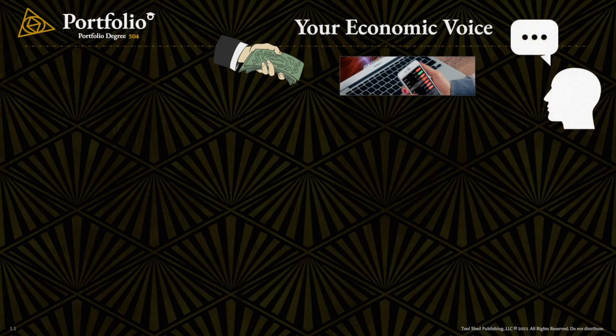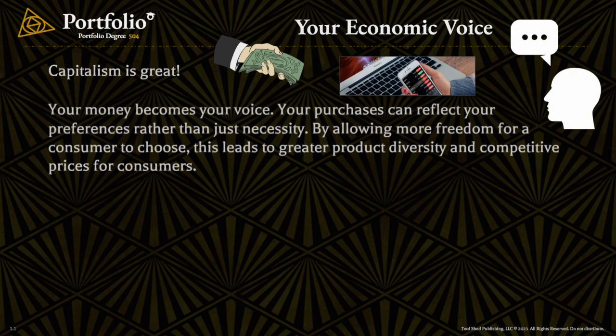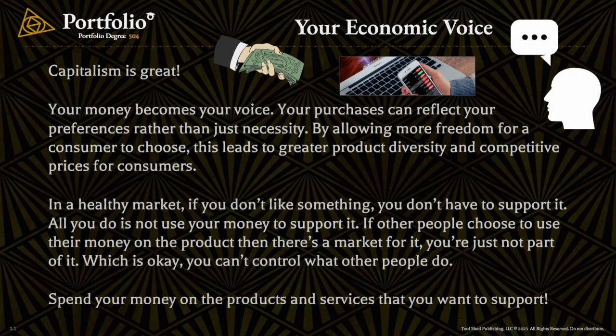I've brought this up a few times already, but it deserves to be covered again. Capitalism certainly is not perfect, but it's responsible for creating a substantial amount of wealth for people that would not otherwise have access to it, and it's brought considerable benefits and freedoms to the world. One of the best parts about the system is that your money becomes your voice, and your purchases reflect your preferences rather than just necessity. Now that leads to more variety and more freedom of choice for consumers.